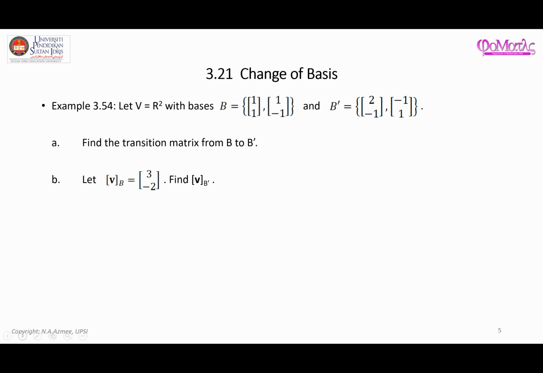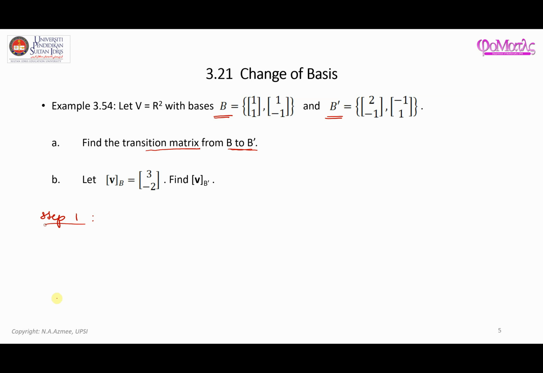Well, in this example, we have two bases, B and B prime, and you are asked to find the transition matrix from B to B prime. So you can think of it as the old basis to the new basis. So this is the new one, okay? Well, the starting point is, of course, to consider the first step of writing.